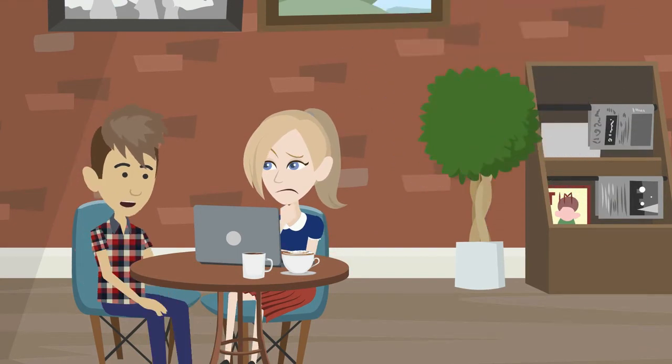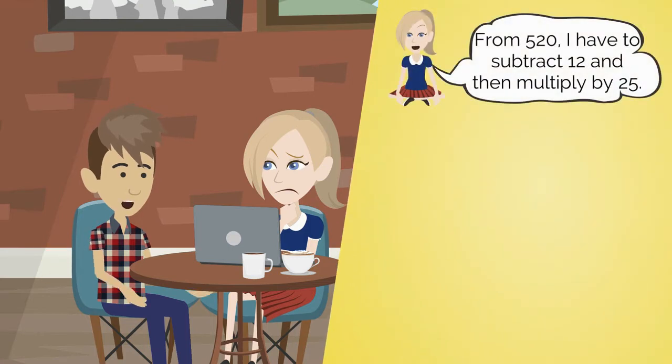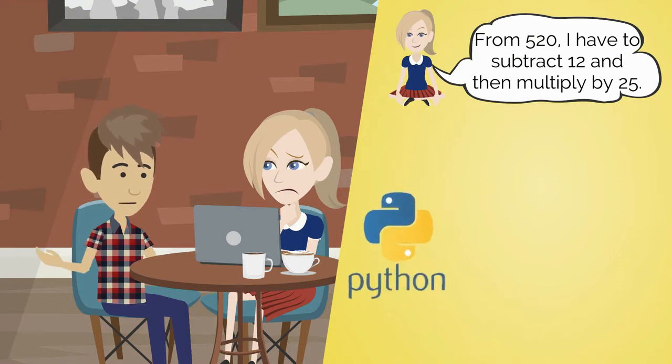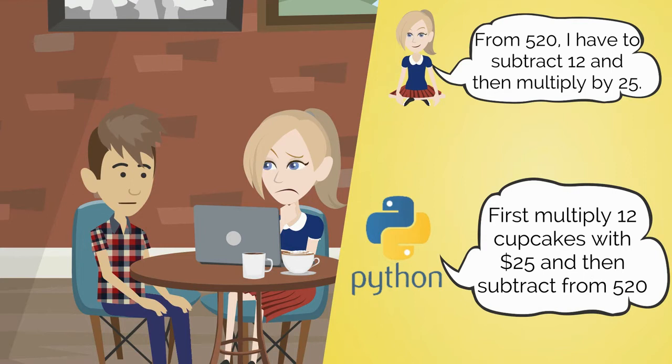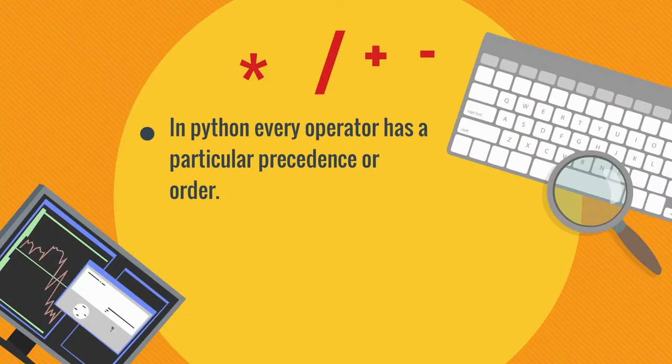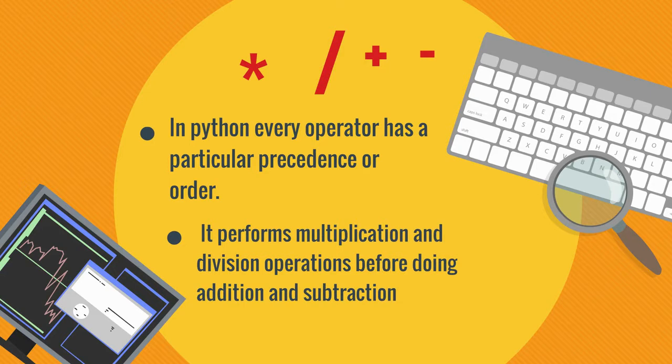See, that's where the catch is. You were right in subtracting 12 from 520 cupcakes before multiplying with $25. But how Python sees this is, first multiply 12 cupcakes with $25, and then subtract from 520. Here's why. In Python, every operator has a particular precedence or order. It performs multiplication and division operations before doing addition and subtraction.